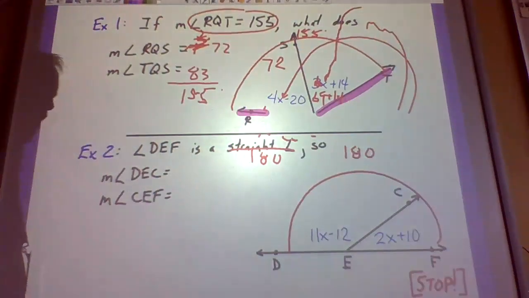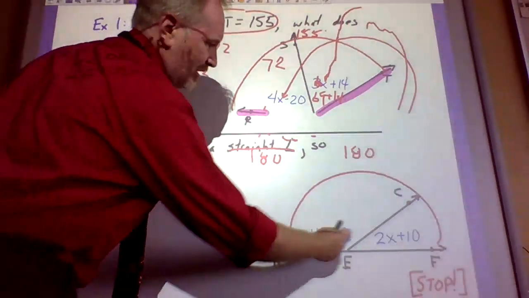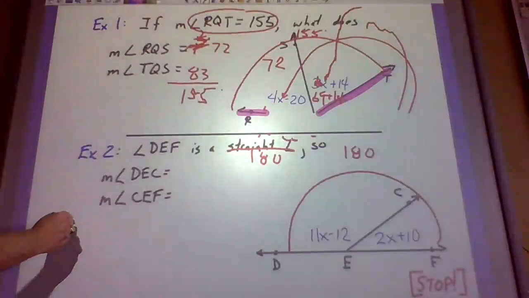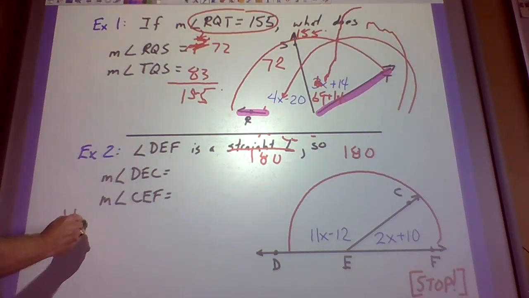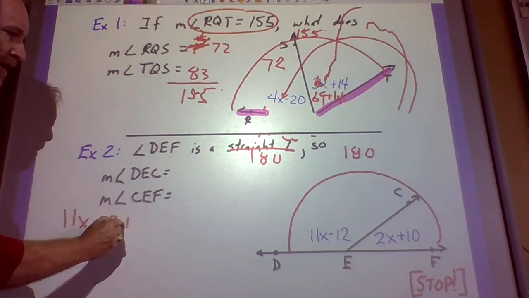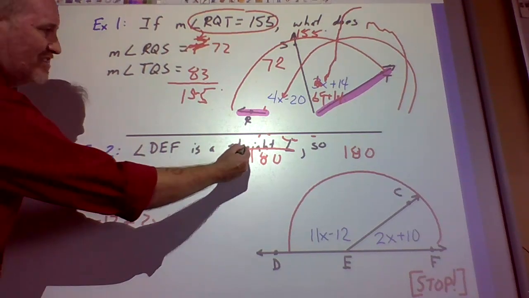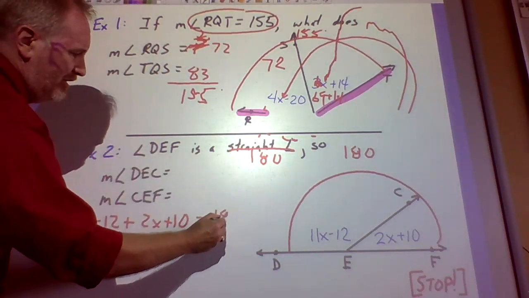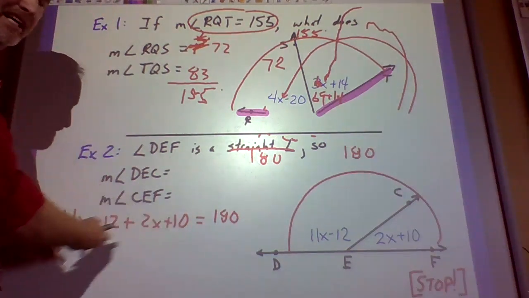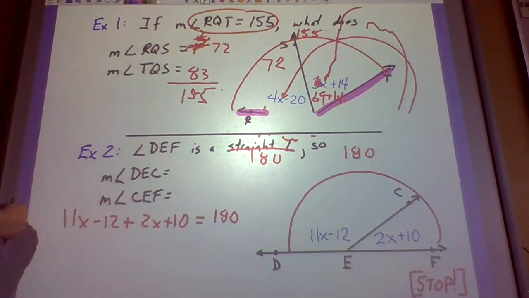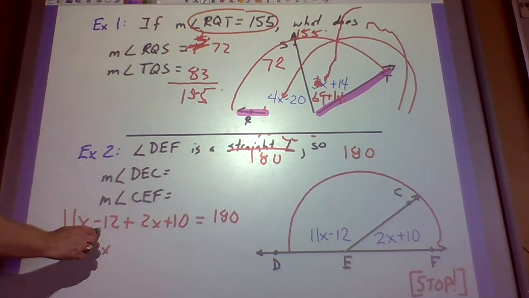Okay, so hopefully everybody said, all right, this angle on the left plus the angle on the right should add up to 180. So you would have said 11x minus 12 plus 2x plus 10, since it is a straight angle, should equal 180. And this is a combine like terms problem because all the variables are on the left-hand side, 11x and 2x, that makes 13x, negative 12, and positive 10.